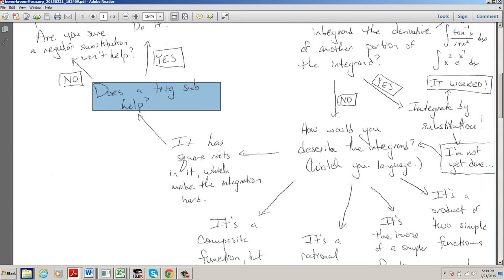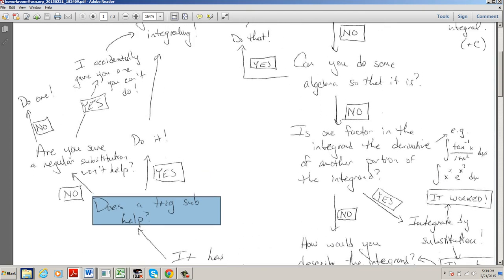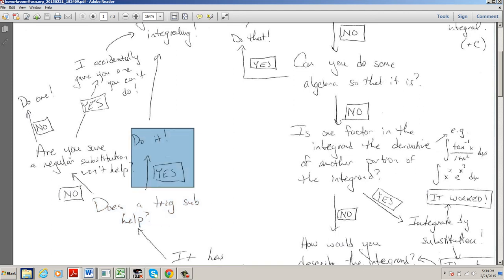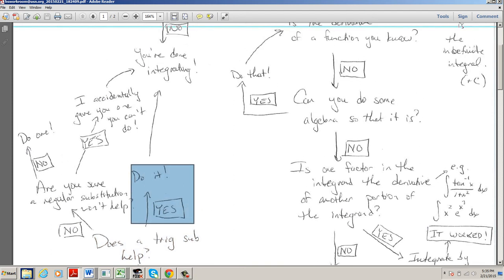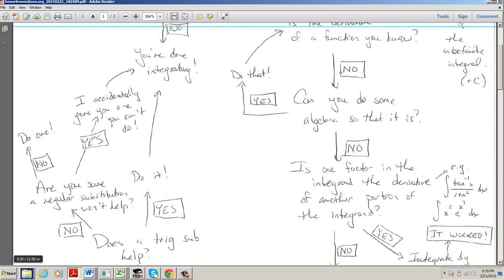and I'm anticipating you know how to do that. We took notes on that, so I don't recap that in the flowchart. If a trig substitution helps, then do a trig substitution, and then when you have done a trig substitution and done the trig integral, you will be done integrating. That's good. If a trig substitution doesn't work, maybe we're kind of at the end of the flowchart, as you can start to see.